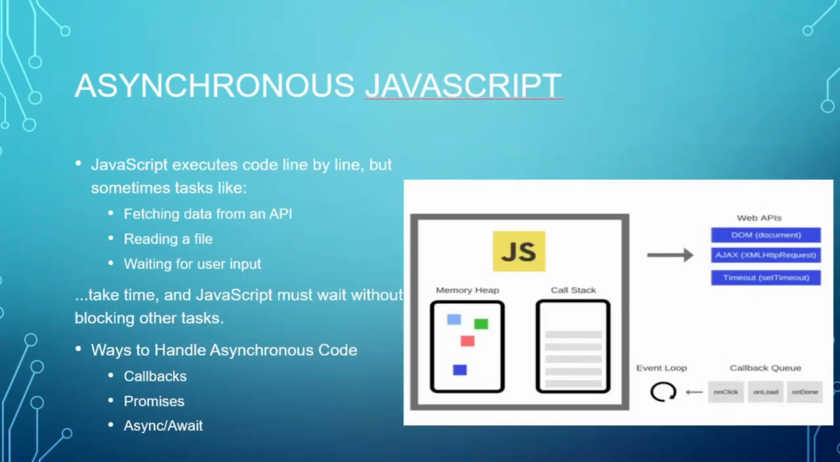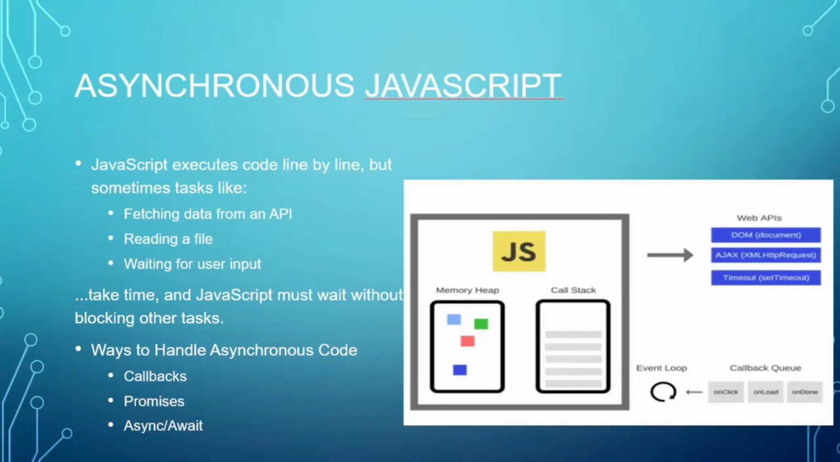JavaScript executes code line by line, but sometimes certain tasks like fetching data from an API, reading a file, or waiting for user input take time to complete. Instead of blocking execution, JavaScript uses asynchronous programming to handle these tasks efficiently. Let's understand how asynchronous code works with the help of the call stack, web APIs, callback queue, and event loop.